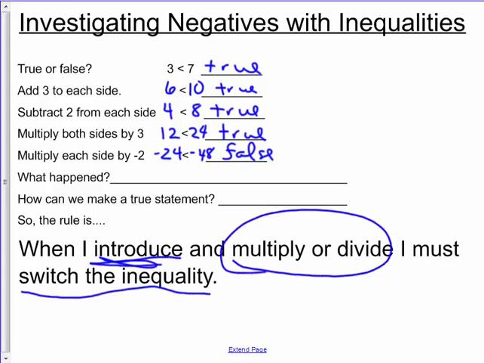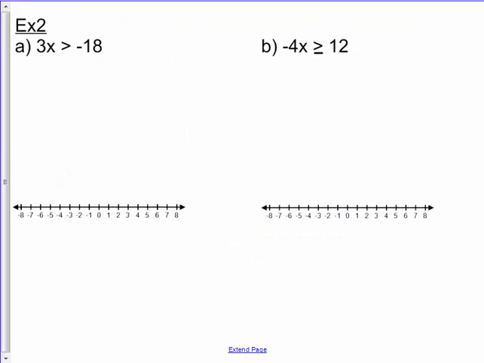The rule is this: when I introduce, meaning I put it into the problem, and I multiply or divide, I must switch the inequality. So in example 2 in part A, it's 3 times x, so I divide by 3. In this case, I introduced a 3. I divided by 3 in the problem. So I get x is greater than negative 6. In this case, I do not have to switch it because I divided by a positive 3 here.